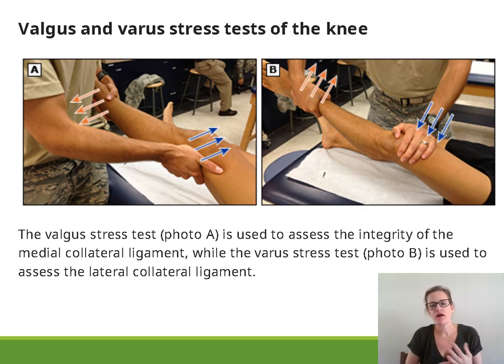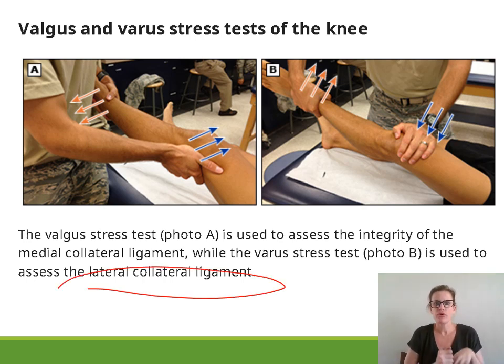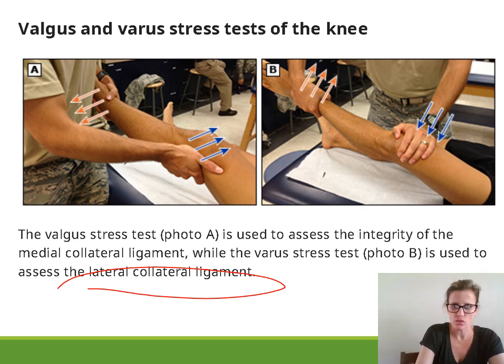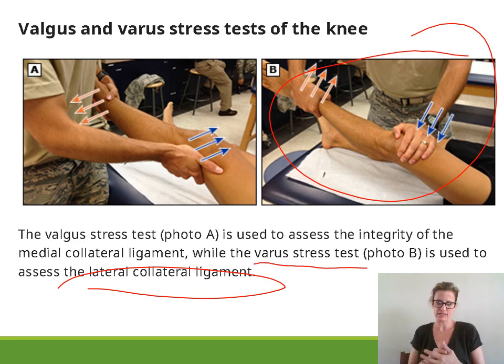So we said that the LCL, the lateral collateral ligament, provides a barrier to varus instability. So when we're evaluating the LCL, we do it over here in picture B. We perform the varus stress test. The LCL provides a barrier to varus stress. So if there's an LCL tear, it's not going to be able to do this, and we'll be able to manipulate the knee in a varus motion more so than the unaffected leg.